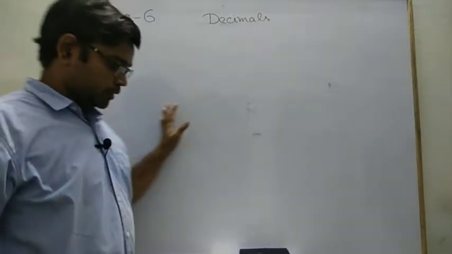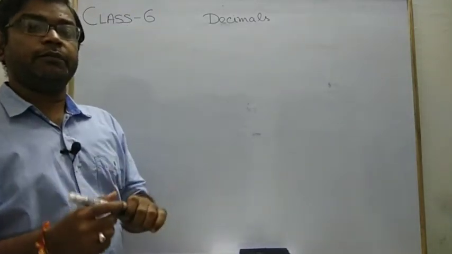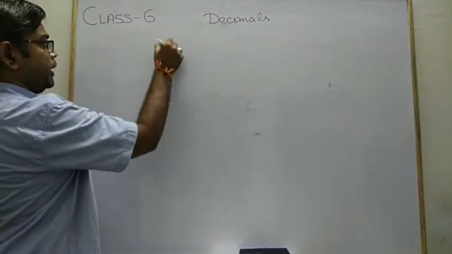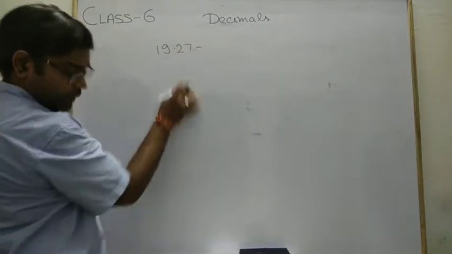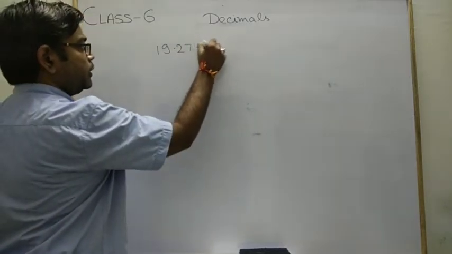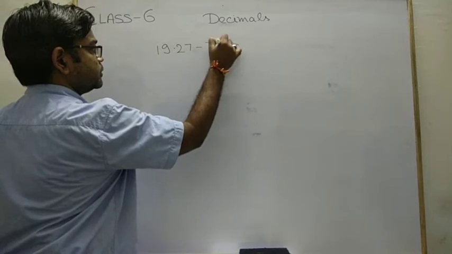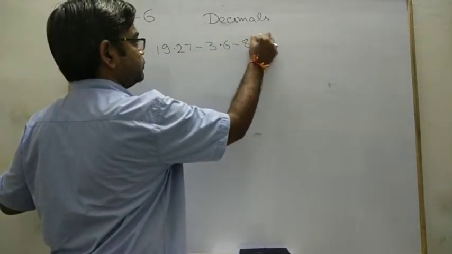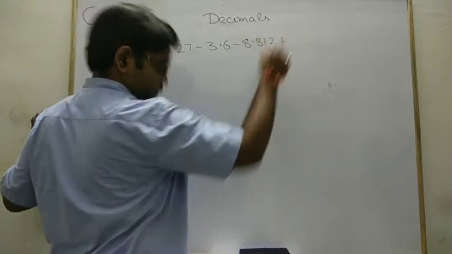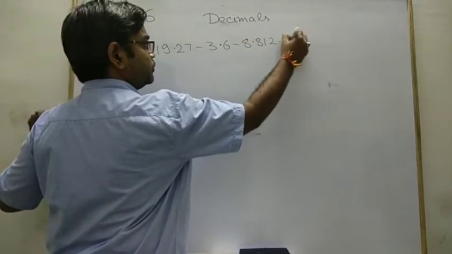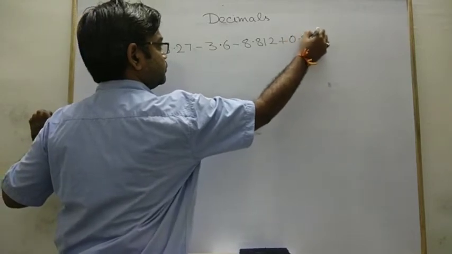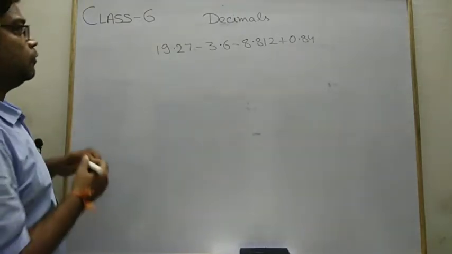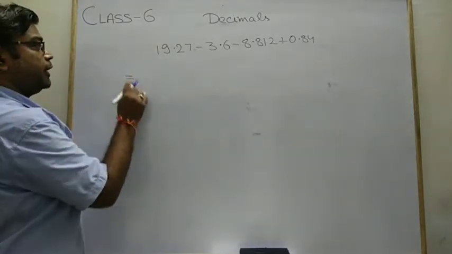Okay, we are going to discuss one question in which we have two positive and two negative numbers. That question is 19.27 minus 3.6 minus 8.812 plus 0.84. We are going to solve this question. So what is our work? First convert them into like decimal numbers.